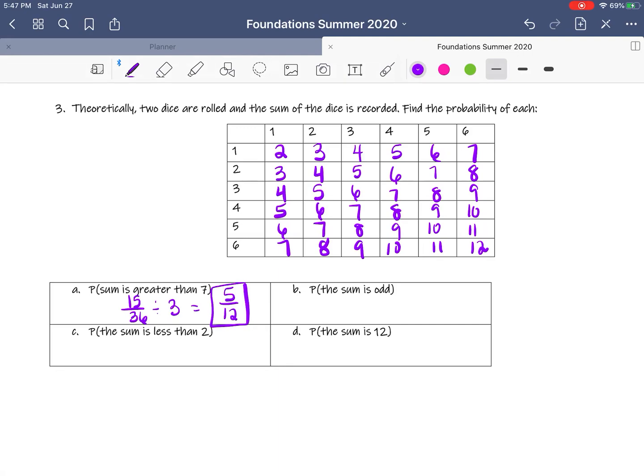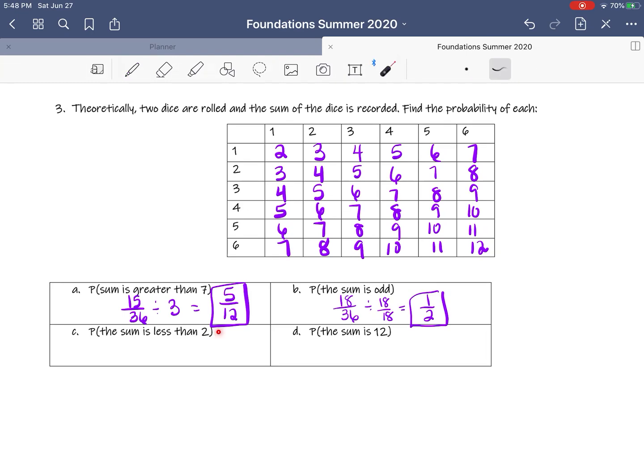Okay, now try this one. The sum is odd. So pause it, do it, unpause it. It's 1, 2, 3, 4, 5, 6, 7, 8, 9, 10, 11, 12, 13, 14, 15, 16, 17, 18 out of 36, which you'll see here, is like, duh, because it's a half. Half of the outcomes are odd.